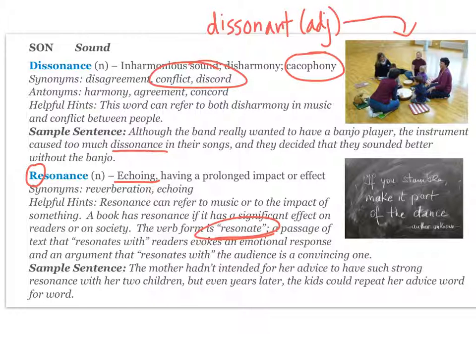So the helpful hint also gives you resonate as a verb. A passage of text that resonates with readers, right? So kind of like echoes in their minds or has an effect. Your sample sentence says that a mother's advice had a really strong resonance with her two children, or you could say her advice resonated with her two children. They remembered it for a long time.